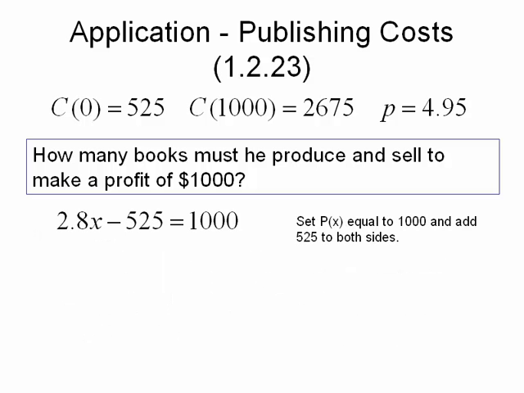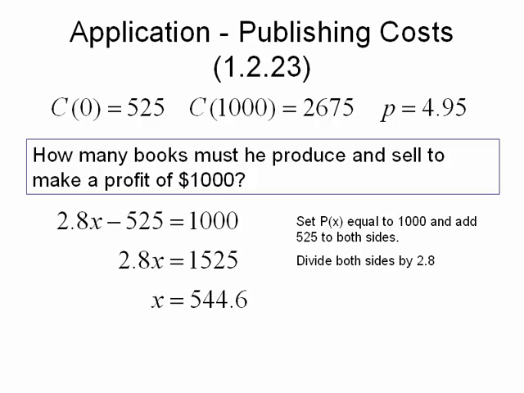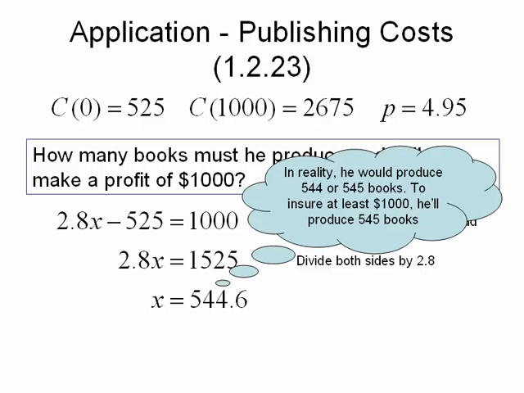To find where he makes a profit of 1,000, I need to take 2.8x minus 525 and set it equal to 1,000. To solve for x, I'll add 525 to both sides. So we end up with 2.8x equals 1,525. To isolate the x, we'll divide both sides by 2.8. That gives us x equals 544.6. In reality, he's not going to produce 0.6 of a poetry volume, so he's either going to do 544 or 545 books. To ensure that he makes at least 1,000, he's going to produce 545 books.